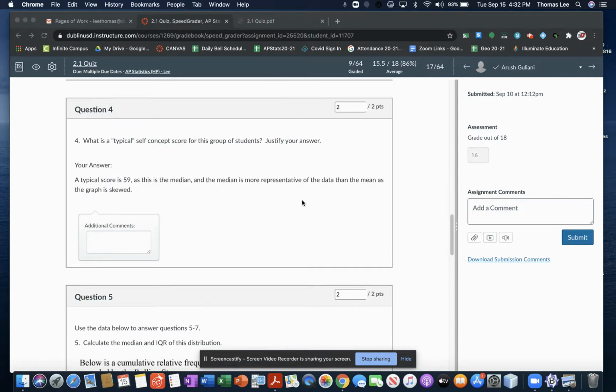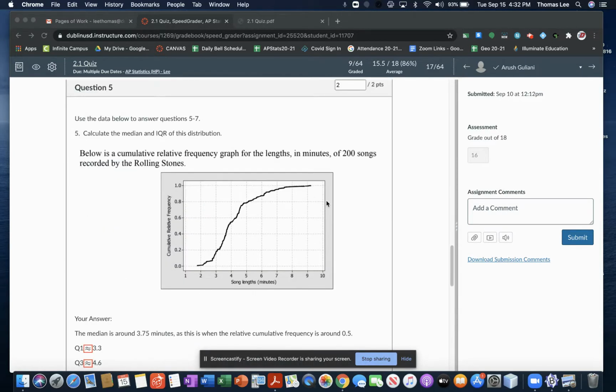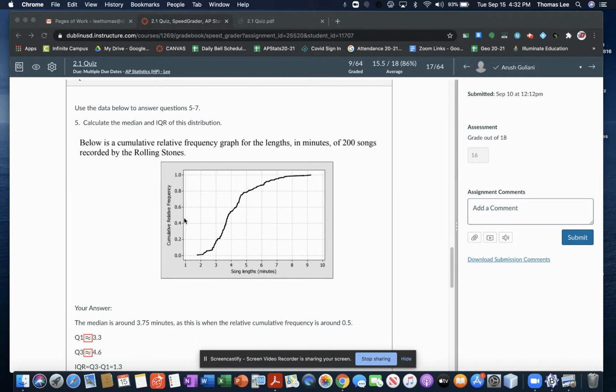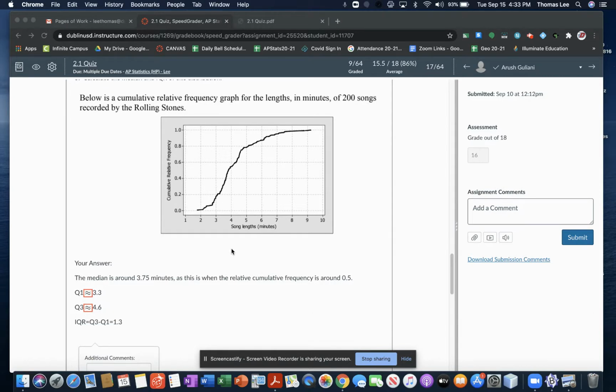A typical score, you had to recognize you had to use median and report that it's 59. Reading the ogive, normally I would make you draw the lines here, but obviously it's a computer screen and I didn't make you submit your work for this, but I accepted a range of answers. The 50% is roughly 3.8. This student said 3.75, which is probably more accurate than my estimation.